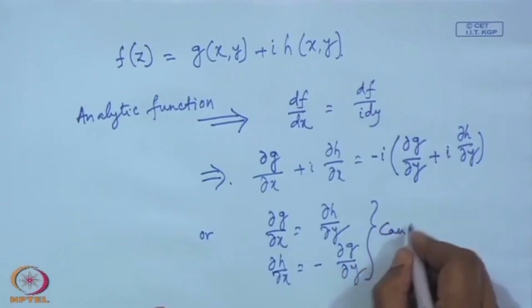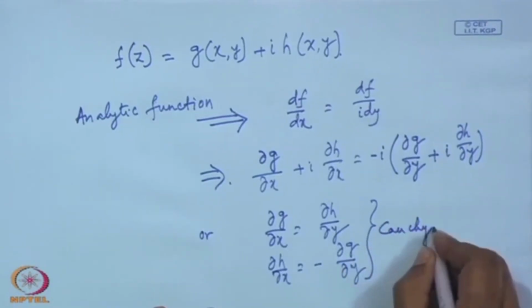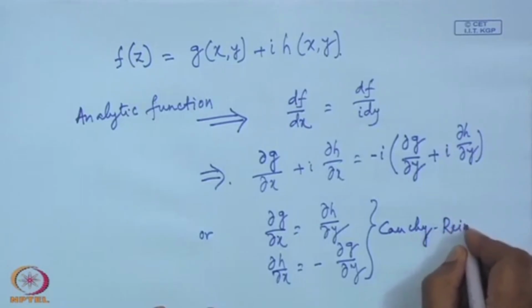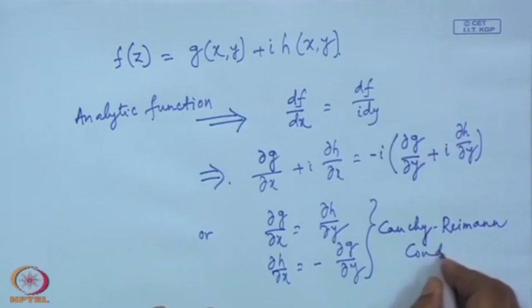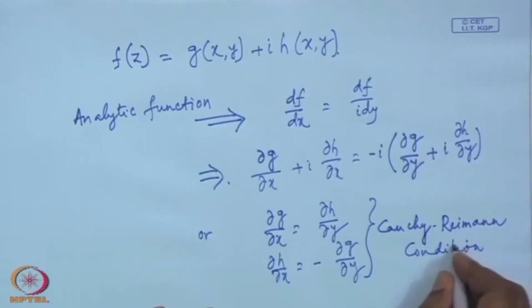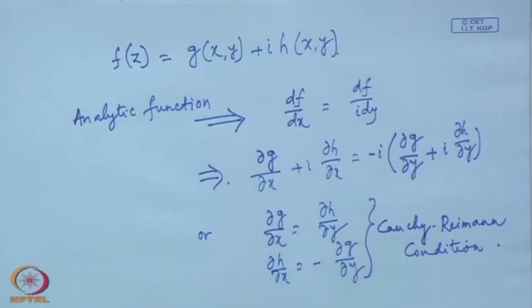These are, and we have already seen that for the flow the potential function and stream function satisfy this condition. By our definition of potential function and stream function, that satisfies this condition.